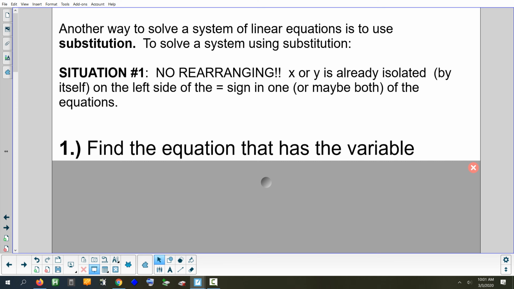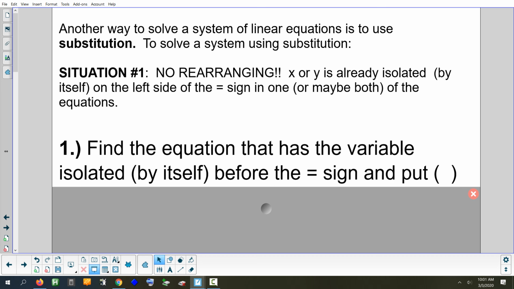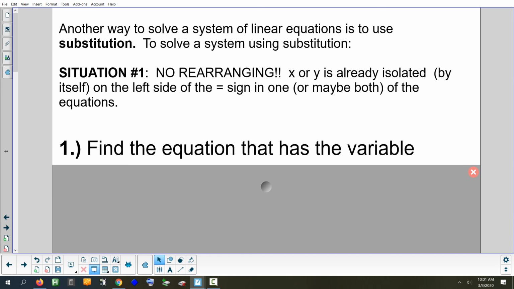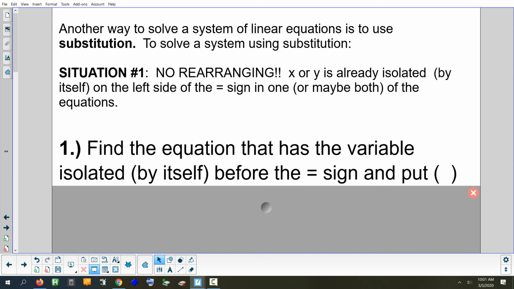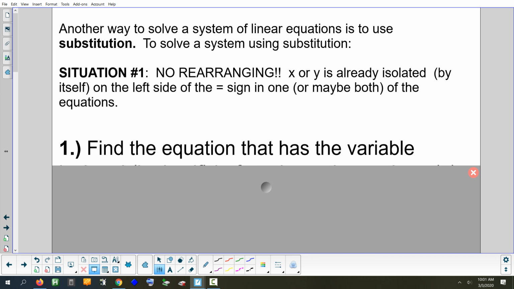So, once you know that it's this situation, step 1 is to find the equation that has the variable isolated. Let me show you an example of an equation with a variable that's isolated. That's an equation where which letter is by itself? Yep, that's an equation where y is isolated.